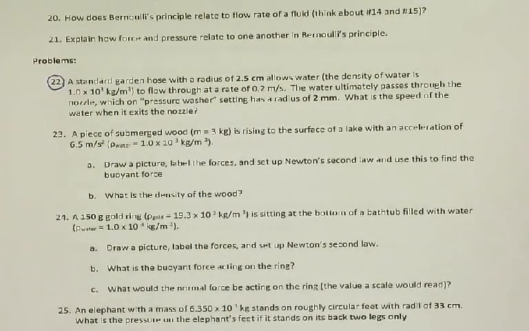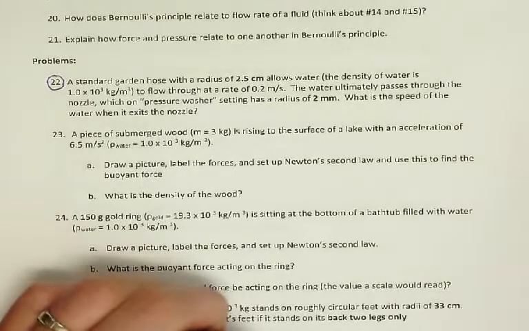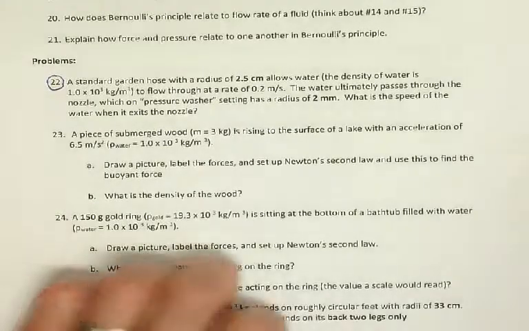Standard garden hose has a radius of 2.5 centimeters, allows water to flow through at a rate of 0.2 meters per second. The water ultimately passes through a nozzle on a pressure washer, has a radius of 2 millimeters. What's the speed of the water as it exits? You need the practice 5 also.